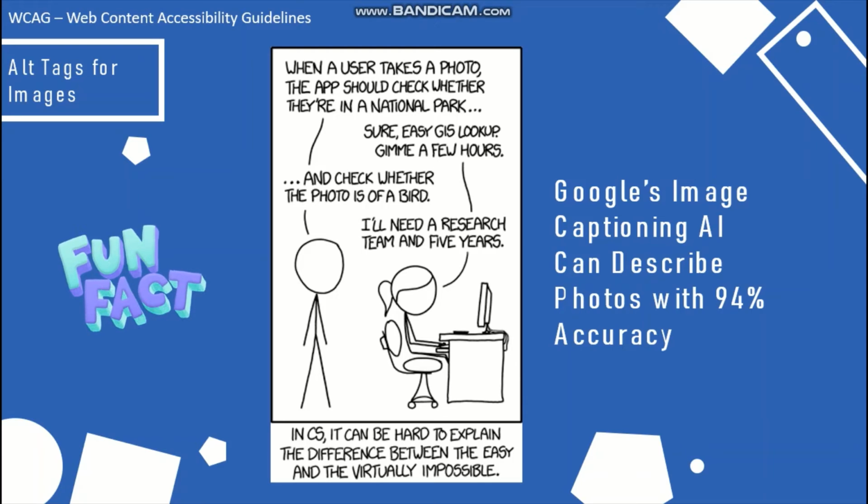Google is working on an image captioning AI that can describe photos with 94% accuracy. Wow. And hopefully, we'll start seeing it used in different products. But in the meantime, we should manually provide text that describes the meaning and function of the images in our content.